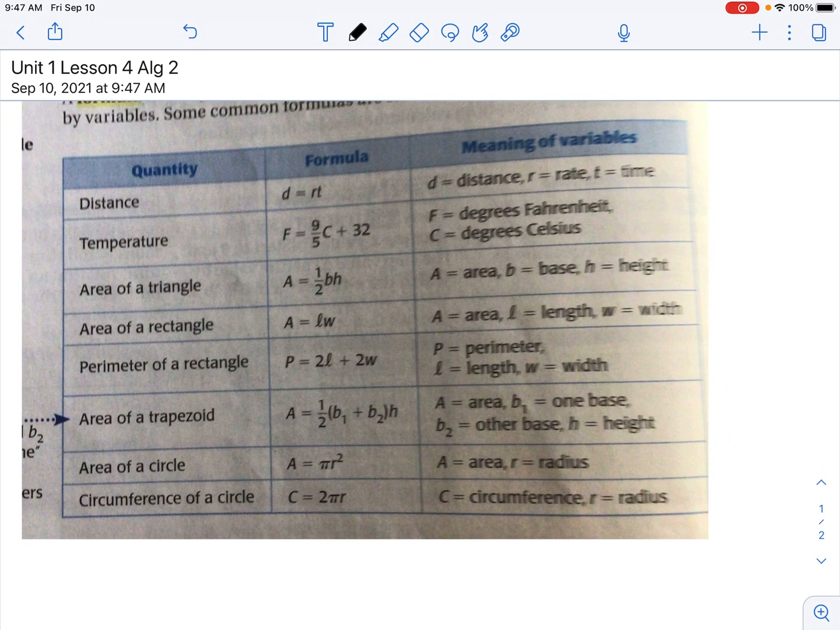All right, here we go. Unit 1, Lesson 4. Rewriting formulas and equations.